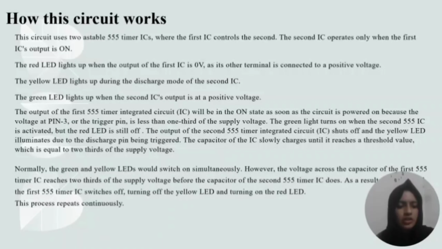Normally, the green and yellow LEDs would switch on simultaneously. However, the voltage across the capacitor of the first 555 timer IC reaches two-thirds of the supply voltage before the capacitor of the second 555 timer IC does. As a result, the output of the first 555 timer IC switches off, turning off the yellow LED and turning on the red LED. This process repeats continuously.